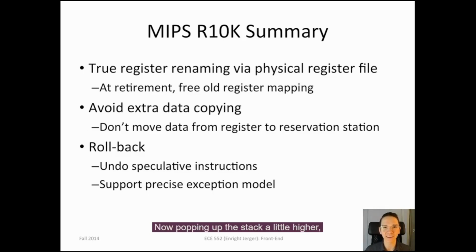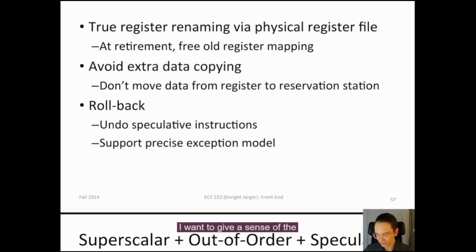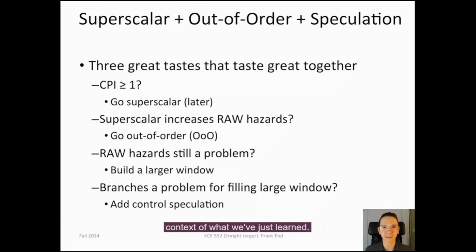Now, popping up the stack a little higher, I want to give a sense of the context of what we've just learned. I'll do a bit of foreshadowing and looking backward. Superscalar execution, out-of-order execution, and speculative execution, these are three great tastes that taste great together. We often see them combined in modern, high-performance commercial processors. Put together, they solve several problems incrementally.